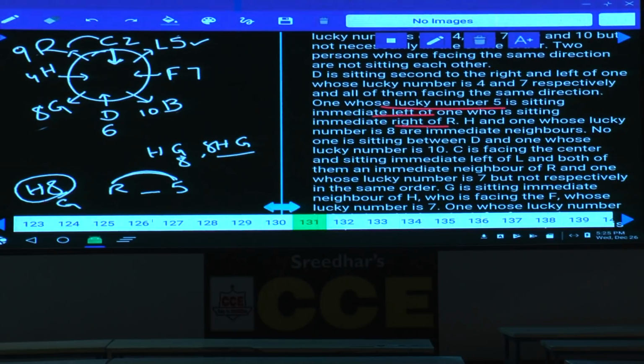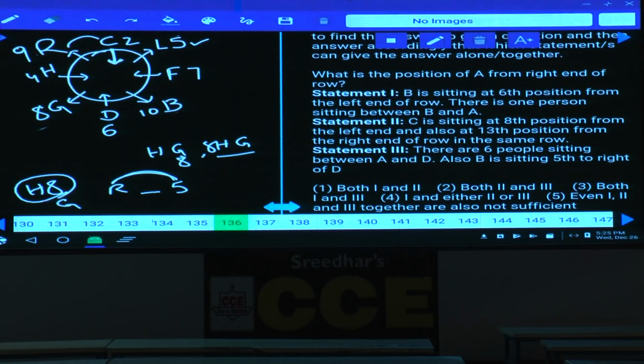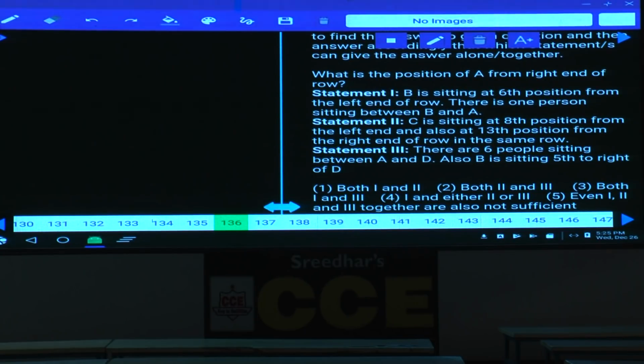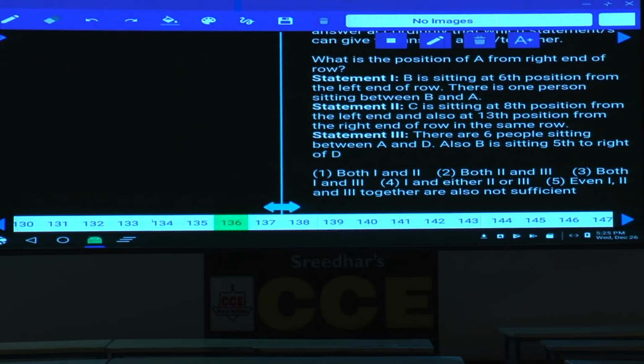Then 136 to 139. Now in this 136, tell me what is the information here? Again, three statements are there, data sufficiency. What is the position of A from the right end of the row? Then again, condition numbers, only 1, only 2, only 3 is not there, then combinations. Combinations 1 and 2. B is seated at the 6th position from the left end of the row. 1, 2, 3, 4, 5, 6.